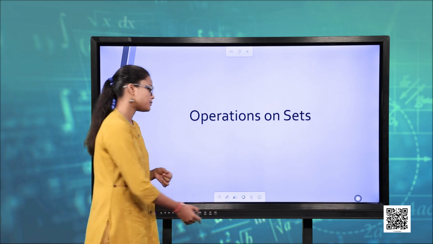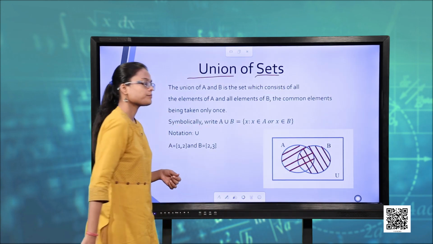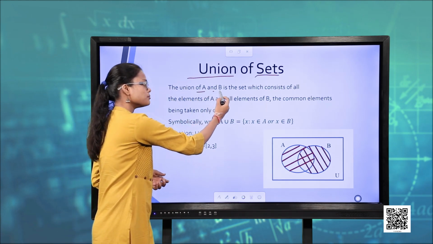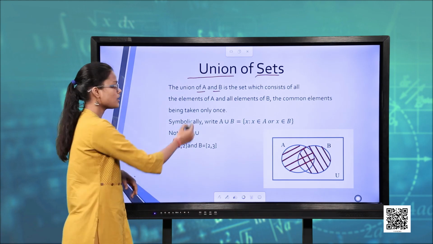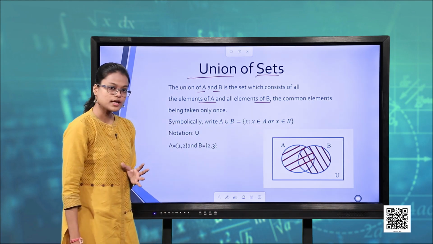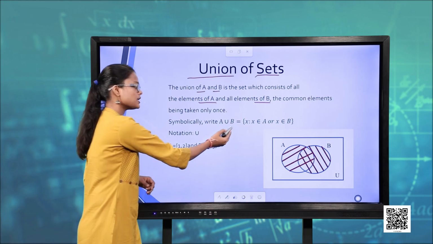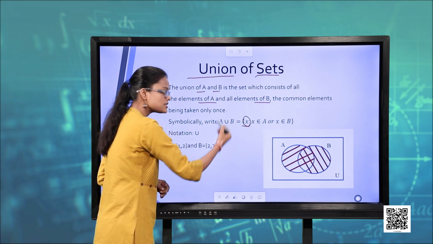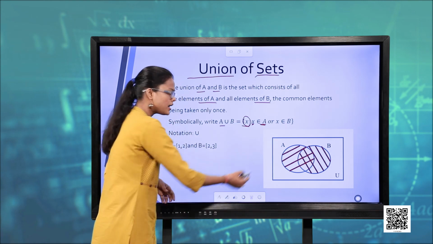The first operation that we are going to study is union of sets. What does it say? The union of two sets A and B is the set which consists of all the elements which are in A as well as in B. The common elements are taken only once. Symbolically, A union B is equal to the set of all those elements where the element is belonging in A or in B.